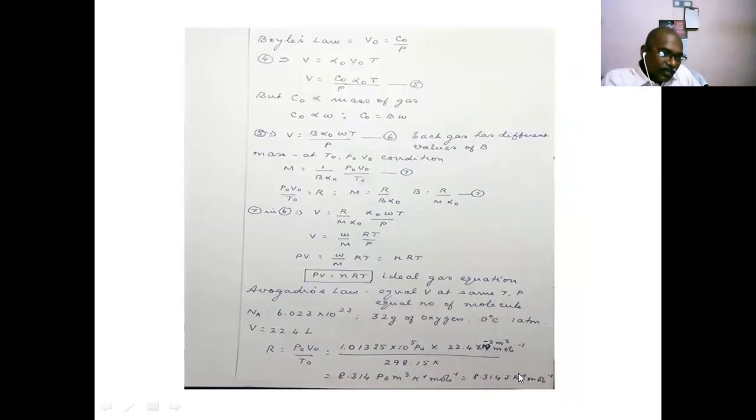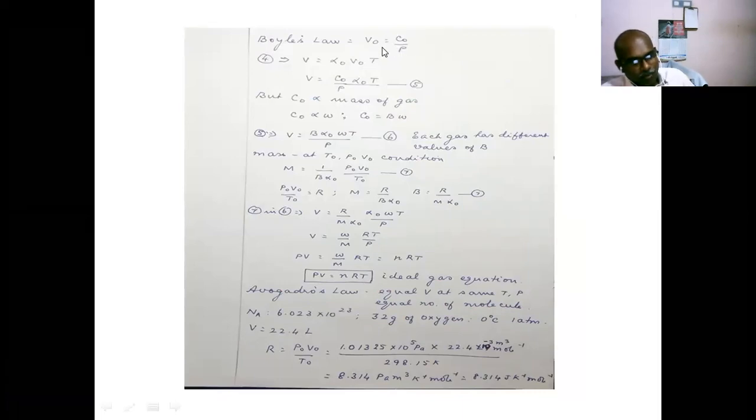Now look here, according to Boyle's law, what's Boyle's law? V0 is equal to C0 by P. Actually, what we have said is that volume and pressure are inversely related. I have simply introduced the zero value here. So this is the proportionality constant, and this is the volume at zero temperature, 0 degree centigrade, which is V0 is equal to C0 by P.